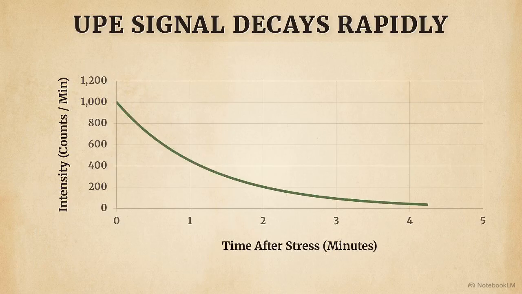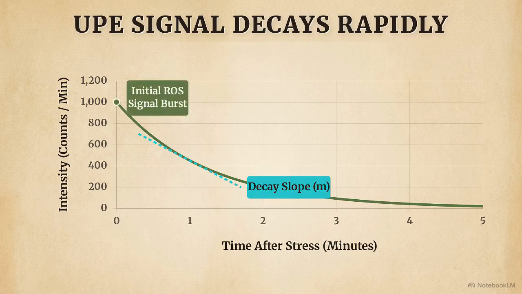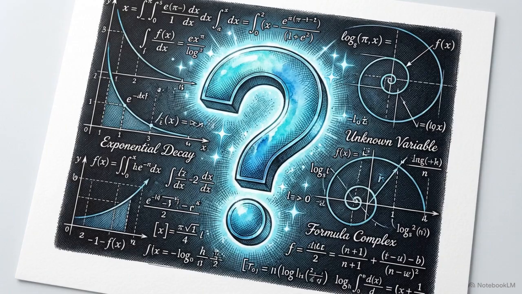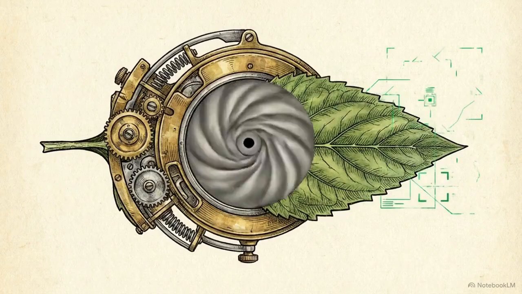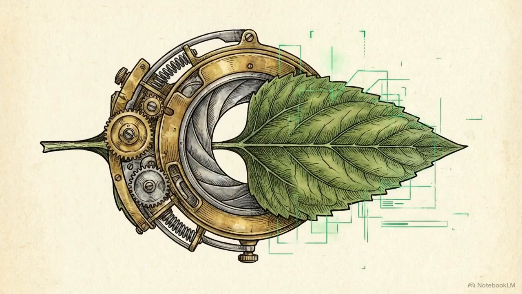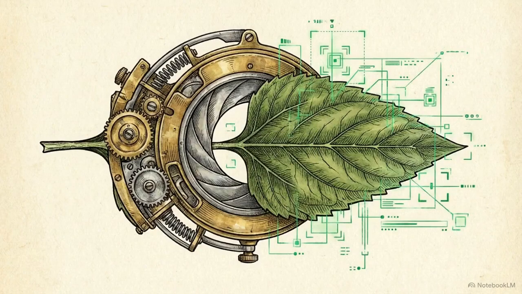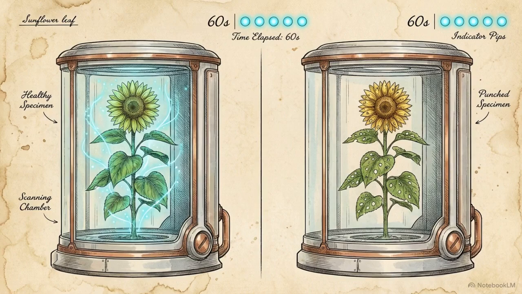Agronomists need to understand the decay kinetics, the specific rate at which the UPE signal drops after the initial burst of reactive oxygen species. This led researchers to a specific mathematical question. Could the initial intensity of the light alone predict the plant's physiological trajectory over the short term? Solving this would allow for a diagnosis using a single instantaneous photon snapshot, reducing the time required for continuous recording. To test this, researchers tracked photon emission of both healthy and mechanically pierced plants over 5 consecutive 60-second intervals.